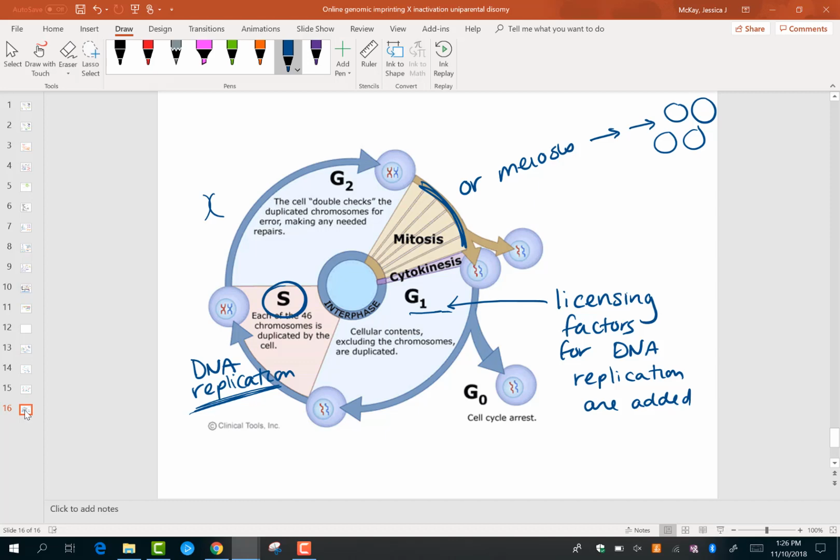So, you hear me talking about S phase. G1 is before S phase, G2 is after S phase, and S phase is where the chromosomes are duplicated. All right, I hope that helps you with some of these tough concepts. And that's all I got for you.